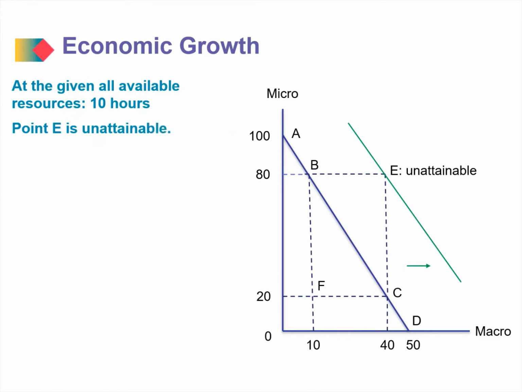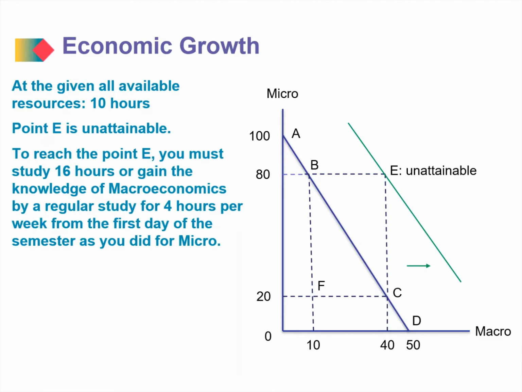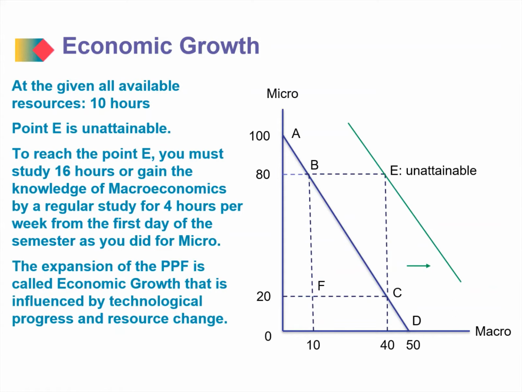The point E is unattainable at the current available 10-hour resources. To reach this point, you must study microeconomics for 8 hours and macroeconomics for 8 hours. You must study totally 16 hours by reducing your sleep from 8 hours to 2 hours.